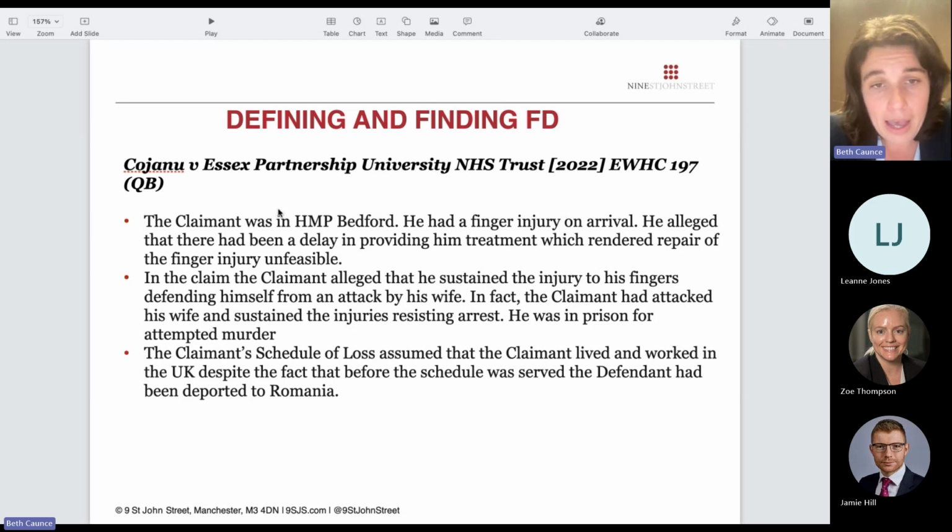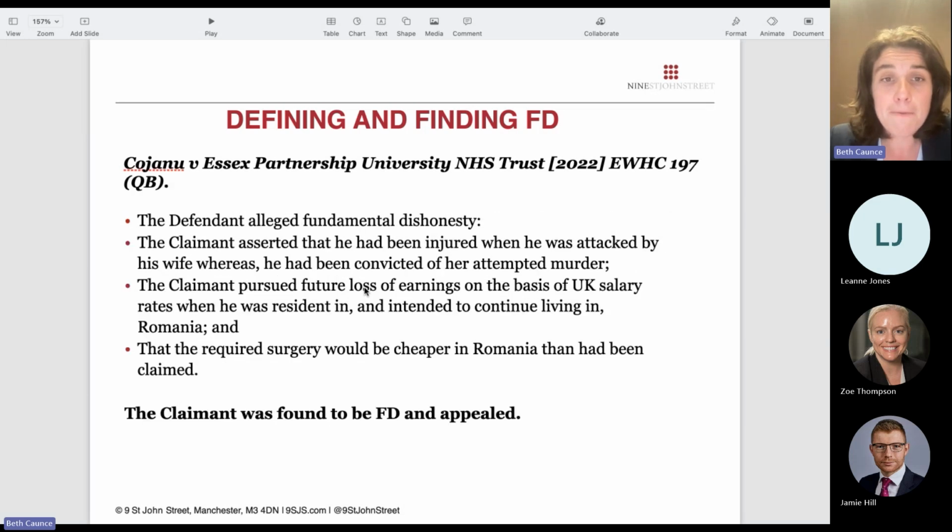In the context of his PI claim, the claimant alleged that he had sustained the original injury to his fingers defending himself from an attack by his wife. In fact, the claimant in this case had attacked his wife, and he'd sustained the injury to his finger resisting arrest, and he was actually imprisoned for the attempted murder. Further, the schedule of loss that was put in on the claimant's behalf assumed that the claimant was still living and working in the UK, despite the fact that before it was served, he'd been deported to Romania.